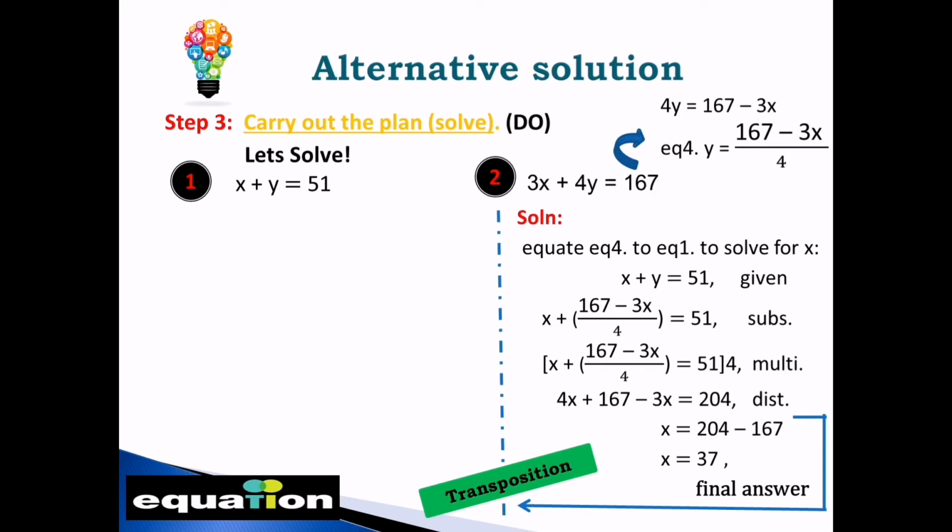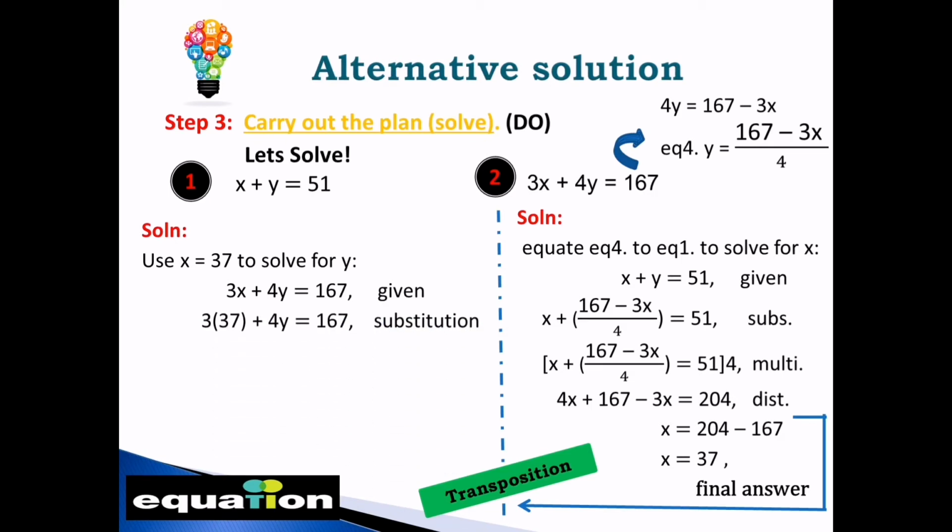Now, if I already have the value of x, how can I solve for the value of y? The same alternative solution: instead of creating another equation from equation 1, I am going to use the value of x here. So to solve for y, x must be equal to 37. I will just use equation 1, or I can also use equation 2 rather. Simply do the substitution, then do it again by distribution.